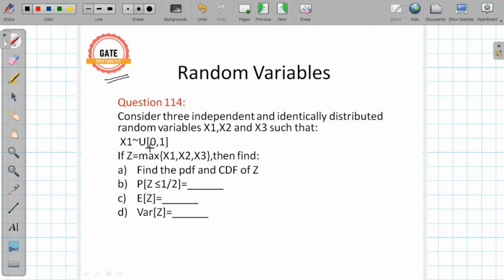In this question, it's not given whether x1 is discrete or continuous. Whenever it's not given in the question, then by default it will be a continuous random variable. So let's see how to solve this question.